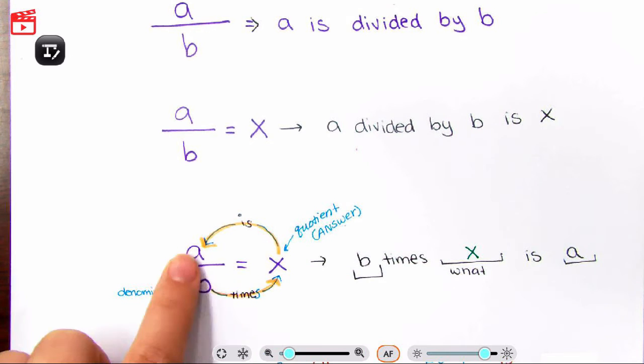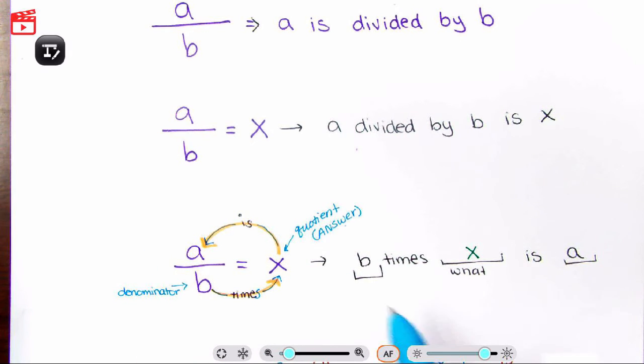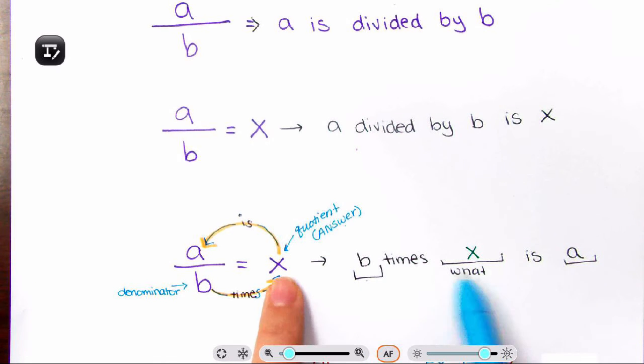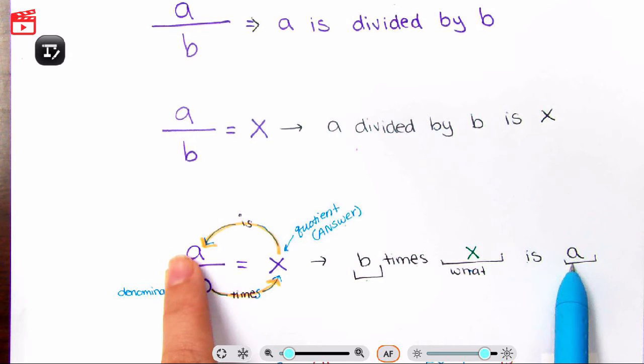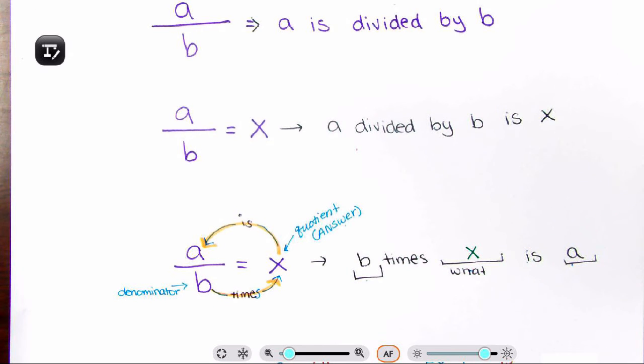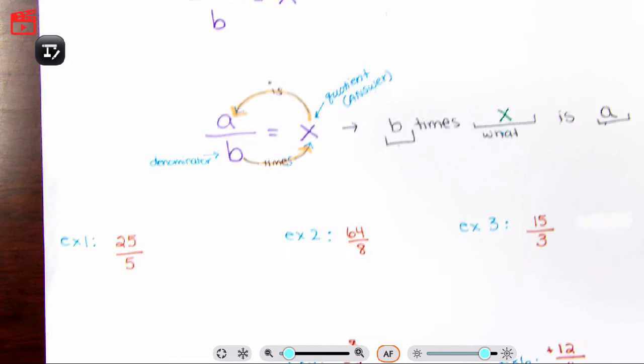So for example, we take our denominator times our quotient, in this case it's X, is our new answer. So we're kind of going counterclockwise. We're starting from the bottom, working our way to the top. Let's do some examples here.